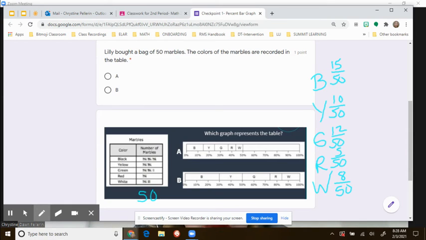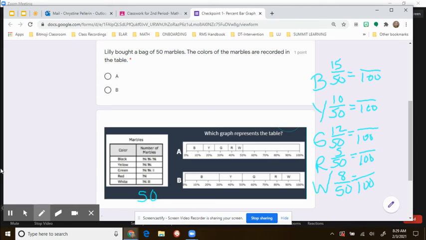All right. Now, if we look at our table, everything is in percents. So we have to turn this into a percent. Like we've practiced, it has to equal 100. So each one of these, make them equal 100. This is how we're going to find our percent. Okay, now I'm going to use a different color, red.